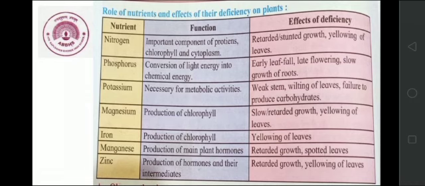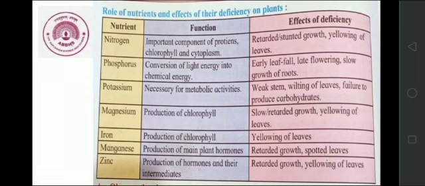Second is phosphorus. It is necessary for conversion of light energy into chemical energy. Its deficiency leads to early leaf fall, late flowering, slow growth of roots. Third is potassium. It is necessary for metabolic activities. Its deficiency leads to weak stem, wilting of leaves, failure to produce carbohydrates.